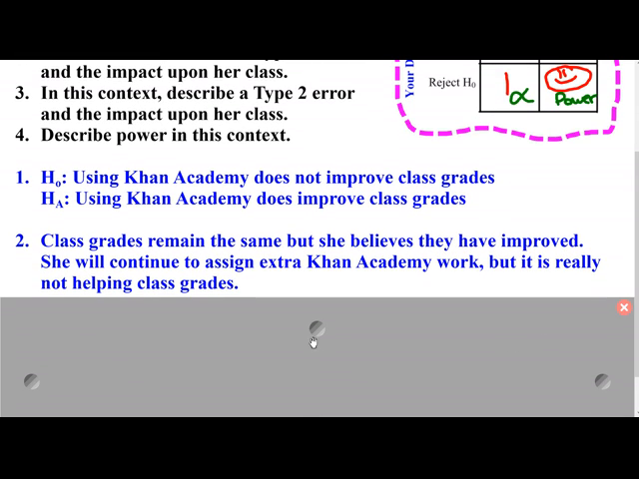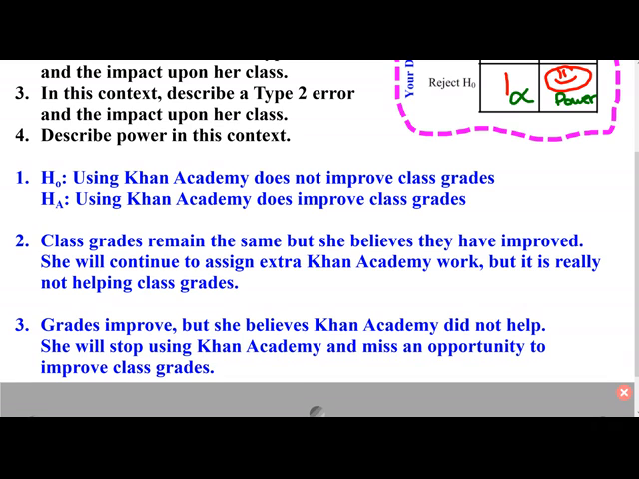And then a type 2 error would be exactly the opposite. Grades are going to be improving and getting better over the long haul, but she believes Khan Academy did not help at all. And so she'll stop using Khan Academy if she doesn't think it's going to help. And then basically there will be a missed opportunity to improve class grades. So besides the fact that you can identify in context what type 1 and type 2 errors are, know that you also need to be able to explain the impact of what those errors are.